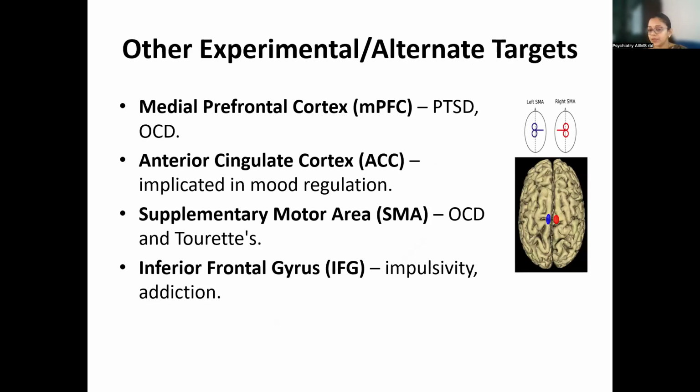Now, other experimental and alternate targets are being used in research. We are using the medial prefrontal cortex in PTSD or OCD, the anterior cingulate cortex in mood regulation. After DLPFC, the supplementary motor area is also in use, and the inferior frontal gyrus. These are areas of research right now. These will be discussed in more detail by the other speakers.